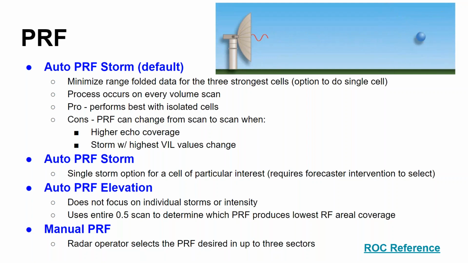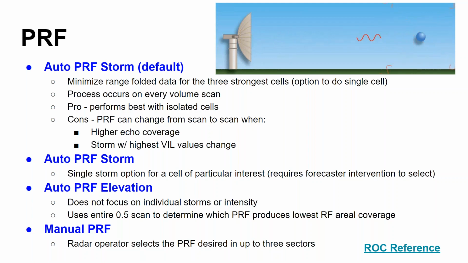So that's perhaps some of the cons that come with the auto PRF storm, is that it can jump around with a higher coverage of convection. There is another auto PRF storm for a single storm, and that option allows you, the forecaster, to intervene and select a particular cell of interest.